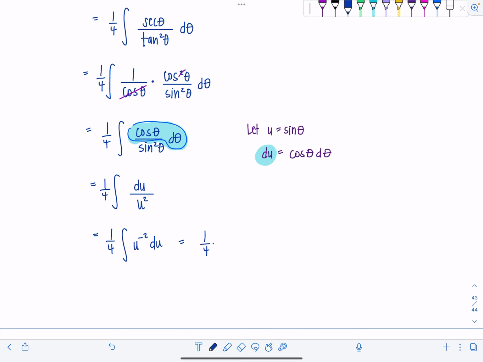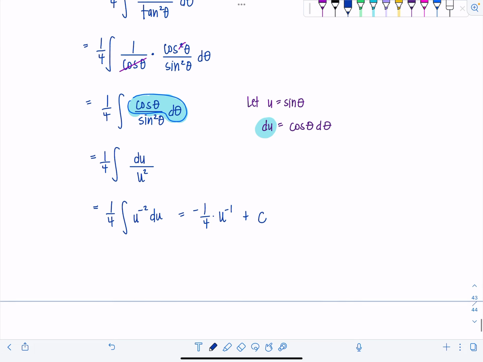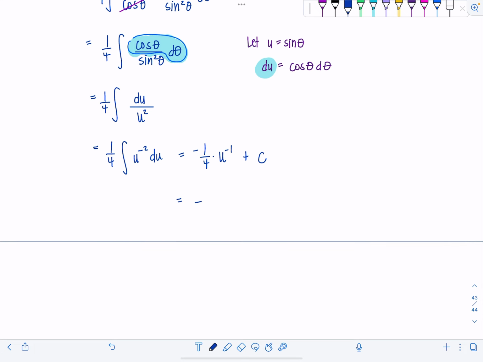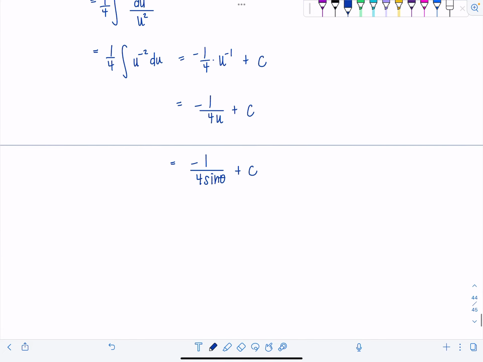Leave the 1/4. Add 1 to the exponent. Divide by the new exponent. So it's going to be negative u to the -1st plus c. Okay, things are looking good. So this is negative 1 over 4u plus c. What was u? Right here. u was sine theta. So this is negative 1 over 4 sine theta plus c, which honestly we should rewrite as negative 1/4 cosecant theta plus c. All right?